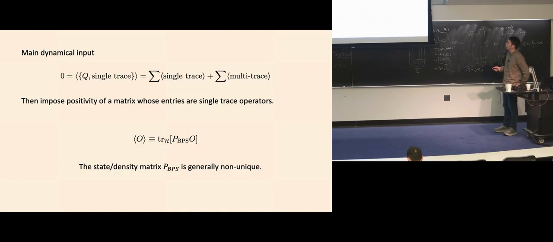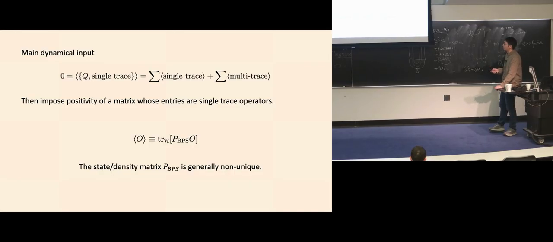Okay, so you put all those in, and then you impose the positivity of a matrix whose entries are single trace operators. By imposing positivity, you can then rule out some values of these operators and so on. One thing I want to highlight a little bit here is that usually people might denote this bracket as the expectation value in the ground state. That's not what we are doing here.